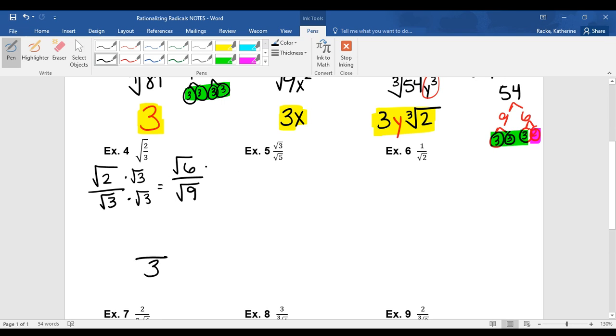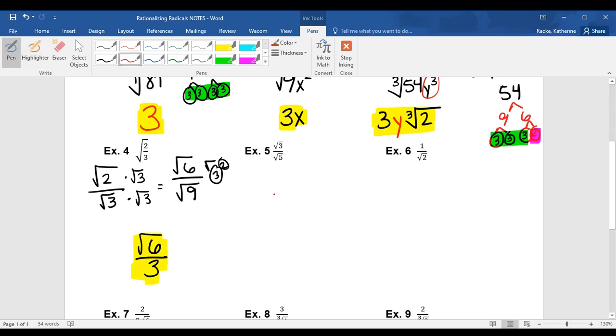Can I simplify the square root of 6? No, because it just breaks down into 3 and 2, and there's no pairs in there, so I would leave it as the square root of 6. So your final answer is the square root of 6 over 3. Okay?